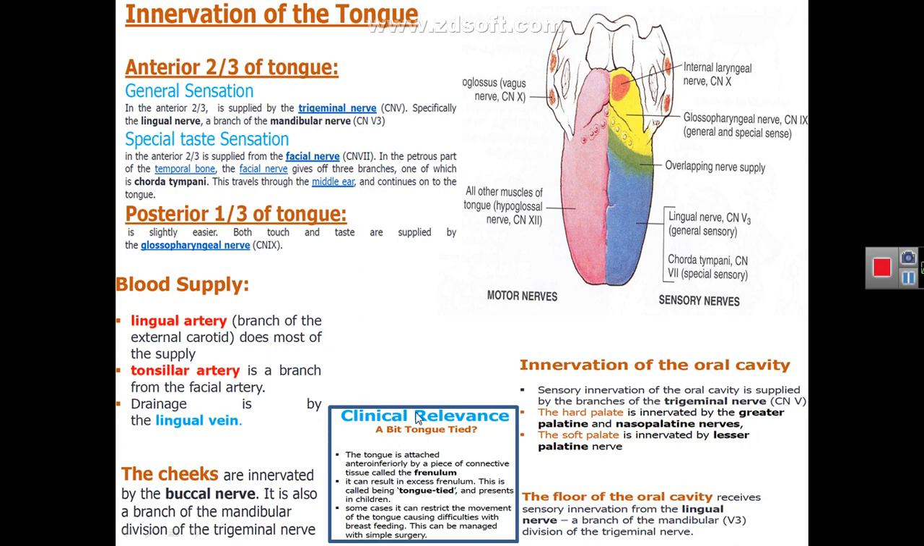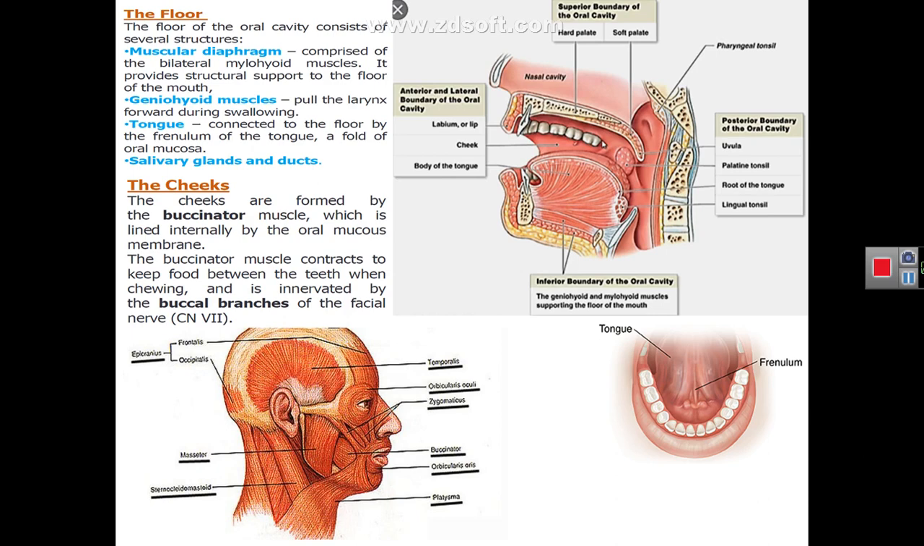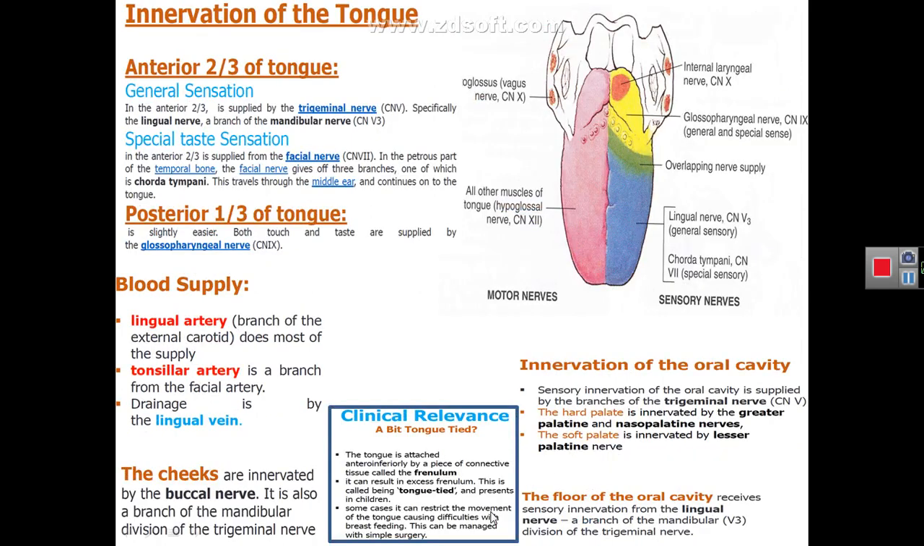And there is a condition which is very important clinically in regard to the tongue, called tongue tie. We had said on this figure that the undersurface of the tongue in the midline is connected to the floor of the mouth by a fold in the midline called the frenulum. Sometimes this fold, the frenulum, is short, and it limits the movement of the tongue. This condition is called tongue tie.